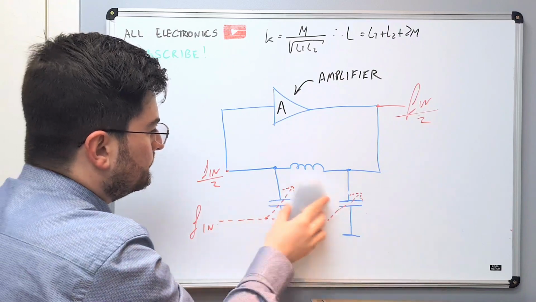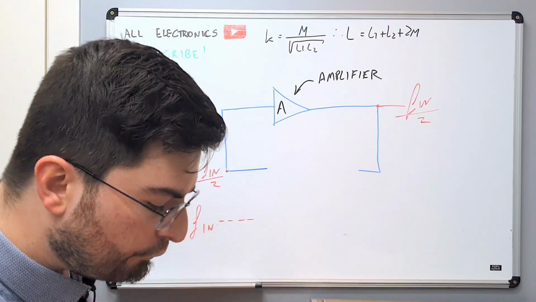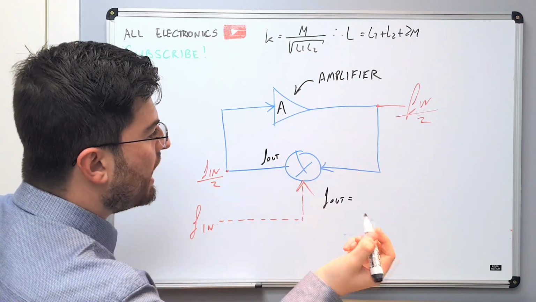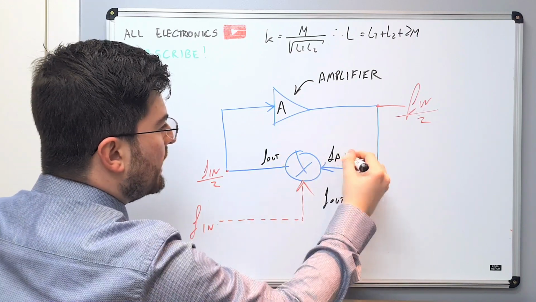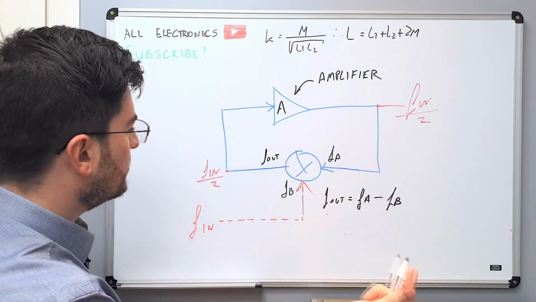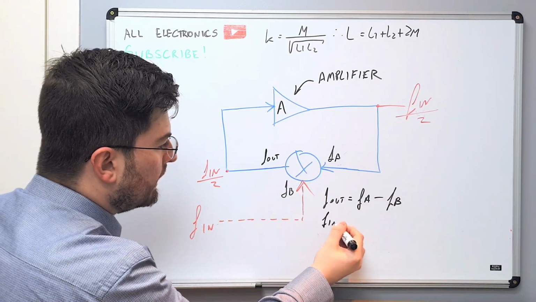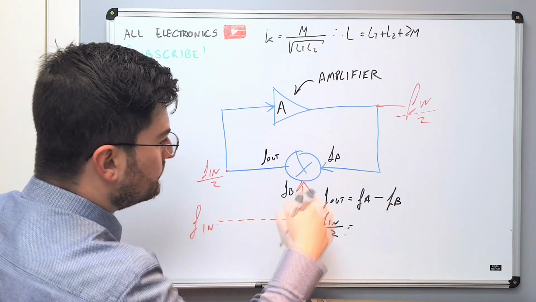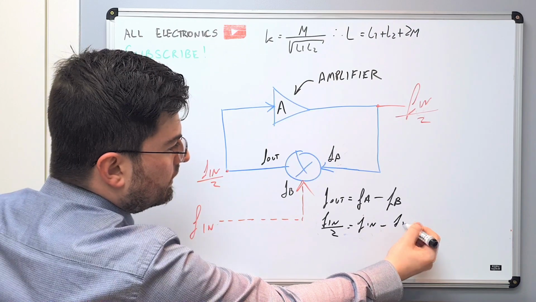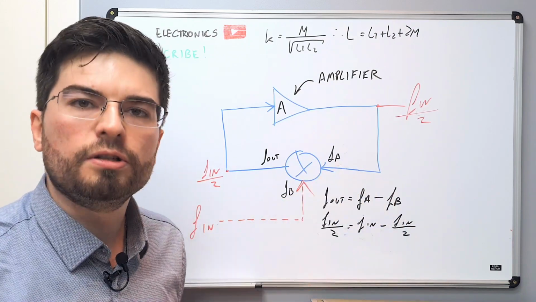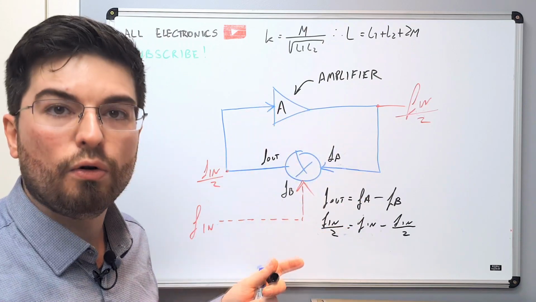We can see that from the signal perspective, if we replace the tank with a mixer, F out will have a component at FA minus FB. And of course, guys, F in over 2 equals F in minus F in over 2, the two inputs. Of course, this condition will generate positive feedback over the loop.